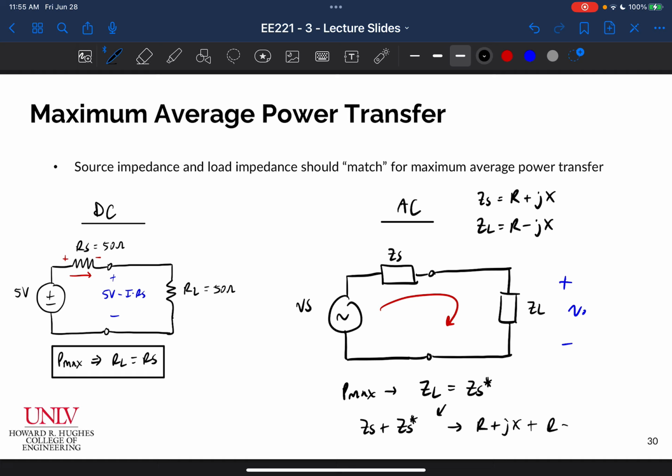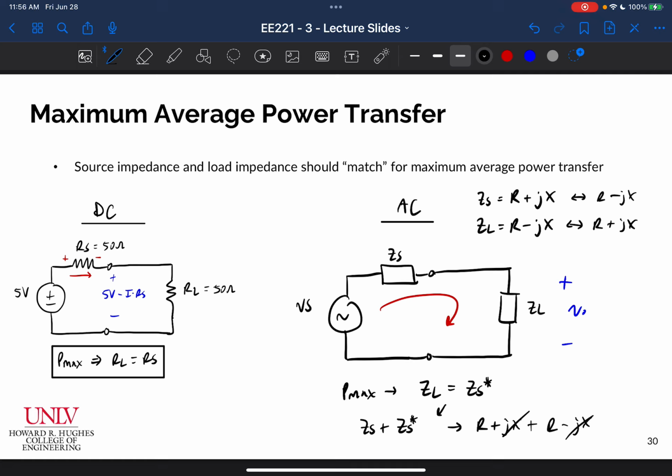Okay, so that is the case for AC circuits where we maximize the average power transferred from the source to the load: when the source impedance and the load impedance are complex conjugates of one another. They have the same real part, but they have the opposite imaginary part, okay? And so the same would go if the source was real minus J times X, then the load would need to be the real part plus JX, okay?